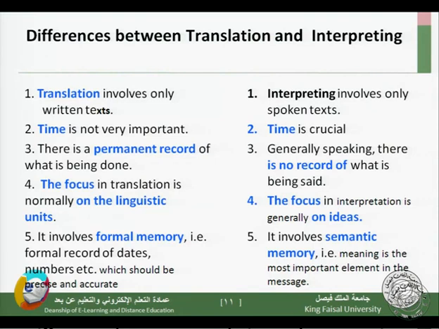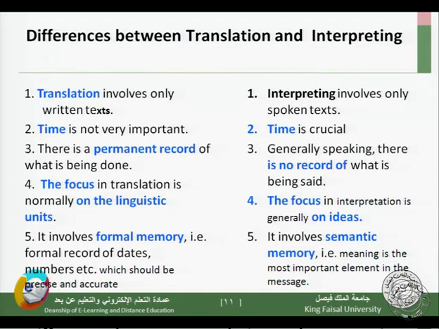Whereas interpreting has to do with semantic memory. What you need to remember is meaning. You need to transfer the meaning to the person waiting for the interpretation. So meaning is the most important element in the message as far as interpreting is concerned. So these are very important differences between translation and interpreting.